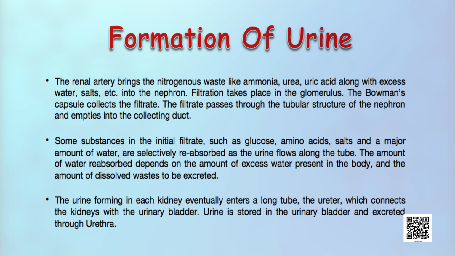The urine forming in each kidney eventually enters a long tube, the ureter, which connects the kidney with the urinary bladder. Urine is stored in the urinary bladder until the pressure of the expanded bladder leads to the urge to pass it out through the urethra. The bladder is muscular, so it is under nervous control. As a result, we can usually control the urge to urinate.